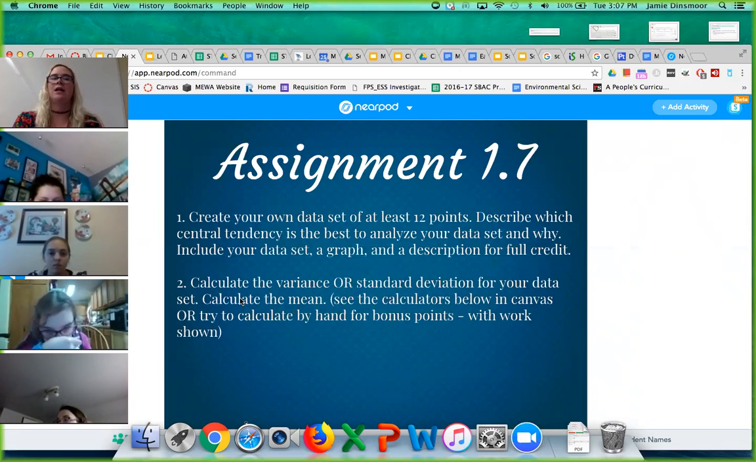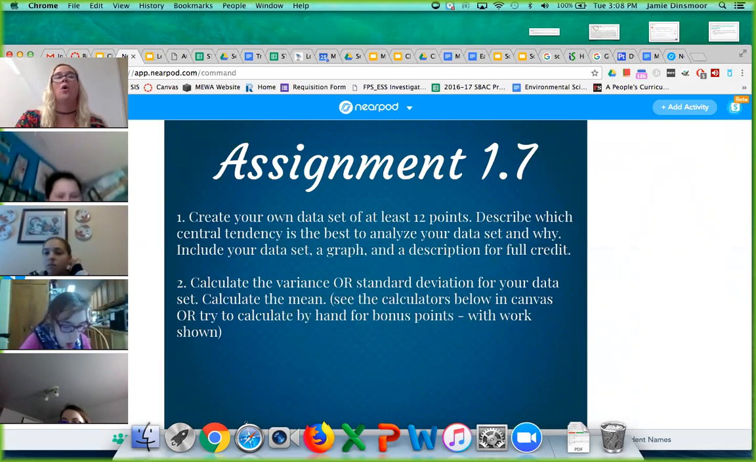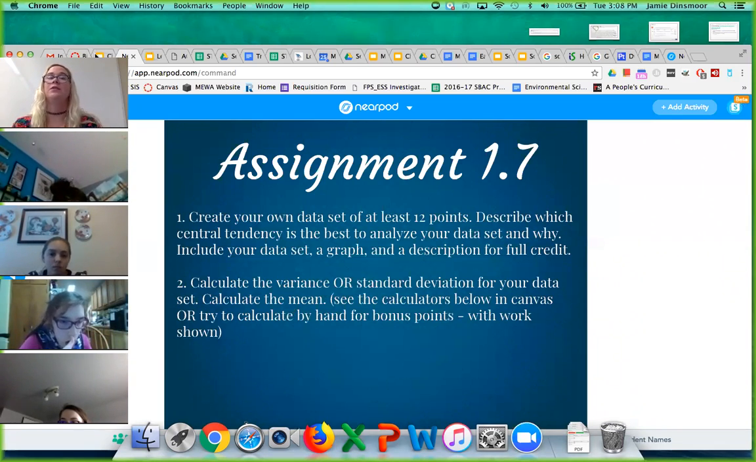Then for the second part, you're going to calculate either variance or standard deviation. You're welcome to do both. And you can hand calculate them if you want. Those formulas are definitely accessible to you. Or if you check out this assignment in Canvas, I did link you to 2 websites where you can type in your data and it will calculate it for you. So you can choose to either hand calculate or have the computer calculate for you. I'm fine with either way, right? I don't care if you can do it by hand. Particularly for this class, I care that you can find a way to get that information.